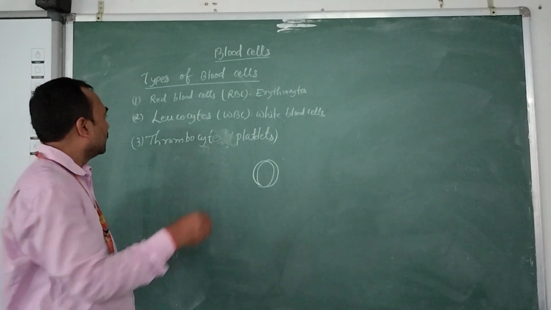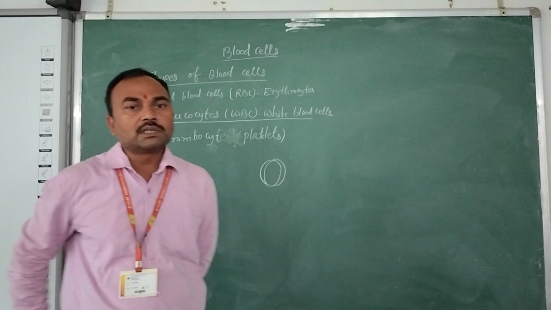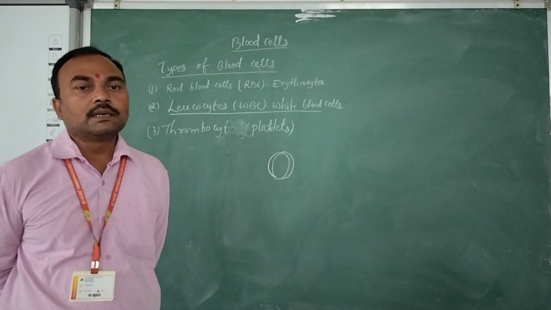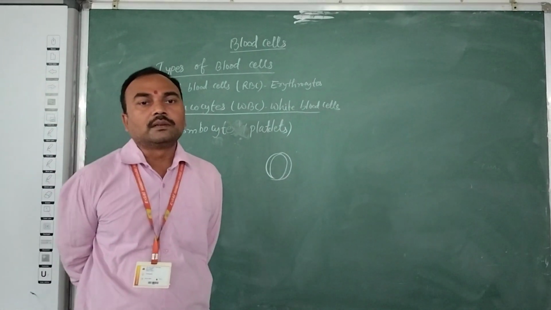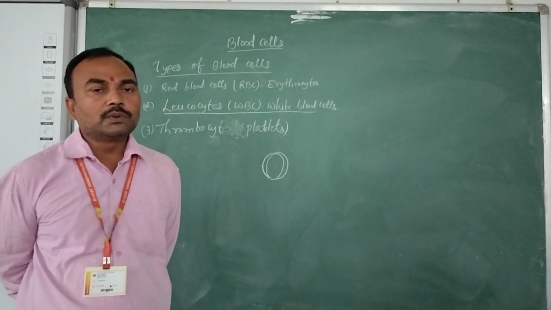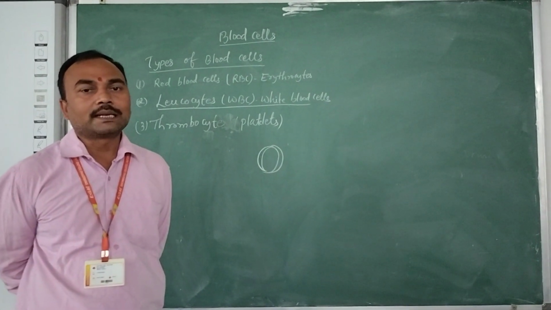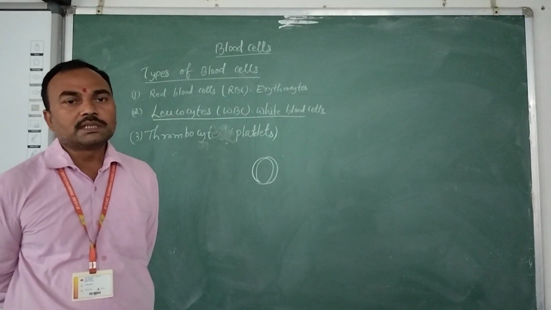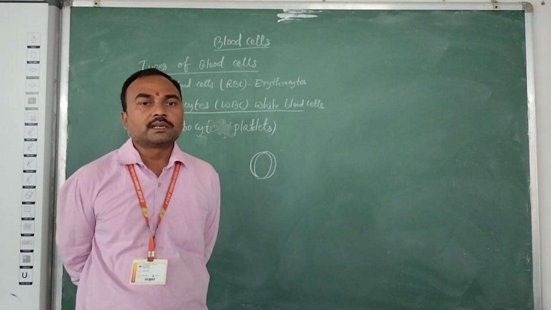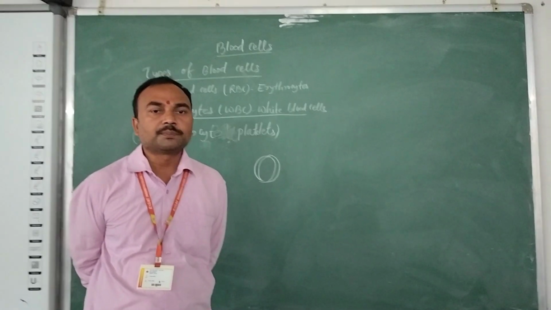On the other side, leukocytes, white blood cells. White blood cells are colorless cells that we cannot see with the naked eye or in an ordinary microscope without staining. So before seeing WBC cells, we need to go for a staining technique, for example Leishman stain, so that the stain can give the nucleus, cytoplasm, and granules separate colors.